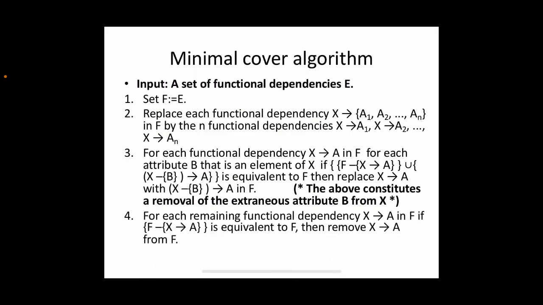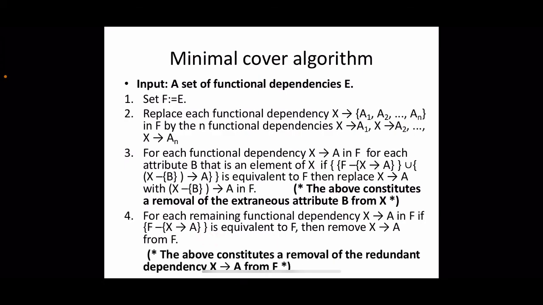And fourth step, for each remaining functional dependency X determines A in F, if F minus X determines A is equivalent to F, then remove X determines A. For all other dependencies, if it is redundant, that means if we are removing the dependency, still F is logically the same, then we have to remove those extra, redundant dependencies. Okay, you have to find all such dependencies and remove all those. And following these 4 different steps, we will get the minimal cover.